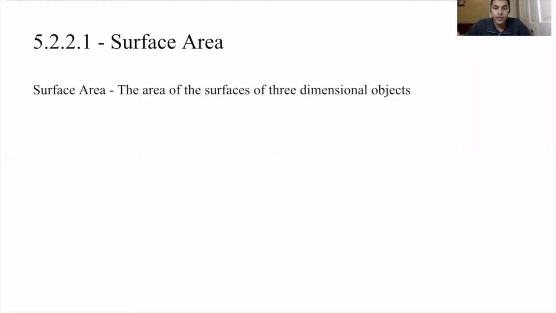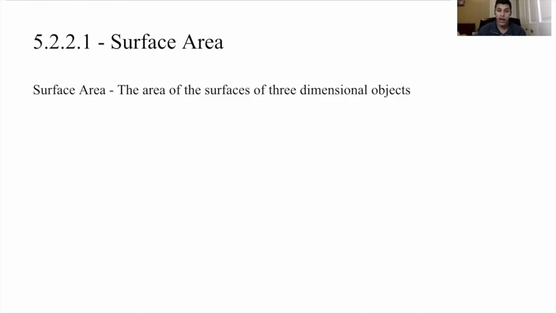Alright, so the only thing that we're going to be talking about today is surface area. That's because Geometry Meet 5 focuses a lot on three-dimensional objects. If you watched the last video, we talked about volume, which is the area inside three-dimensional objects. The other thing you can talk about is surface area, which is the area on the outside of three-dimensional objects. So the surface area is the area of the surfaces of 3D objects.